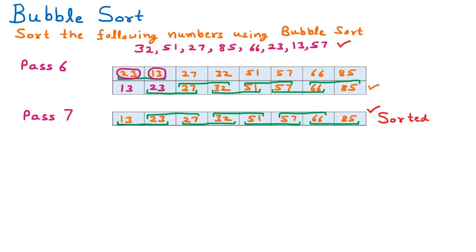The name bubble sort is given because we are going step by step, meaning pass by pass, and we are placing all the elements: the largest element in the first pass, the second largest in the second pass, and so on in every pass, just like bubbles rising one by one. That's why the name is given as bubble sort. So this is all about bubble sort.